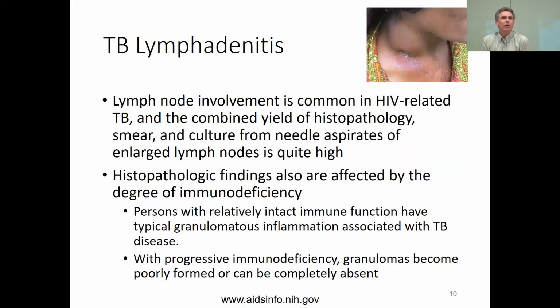Now, one extrapulmonary manifestation that I think deserves special mention is TB lymphadenitis, because this is a fairly common presentation. Lymph node involvement is common in HIV-related TB. Fortunately, it's typically not that hard to diagnose. Excisional biopsy of a node or even simply fine needle aspirate from a node should give you the diagnosis if you do histopathology, smear, and culture from these samples. You may see some differences in the histopathologic findings according to the degree of immunodeficiency as well.